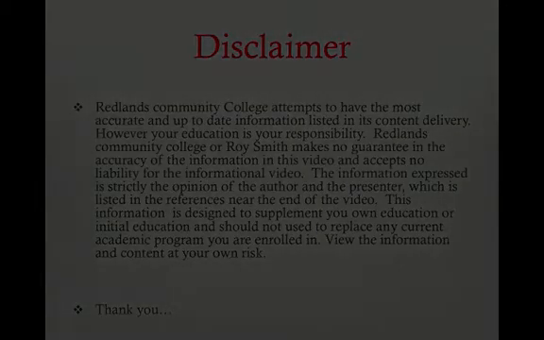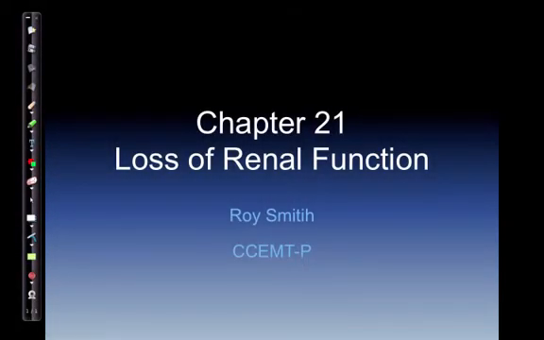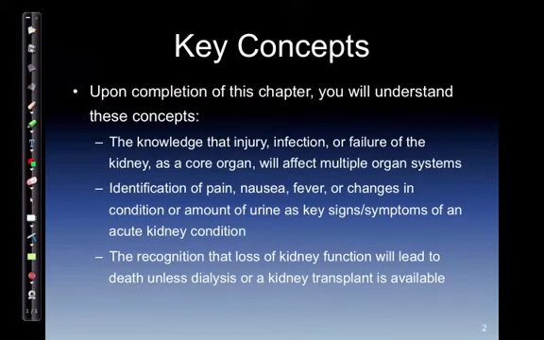This is going to be Chapter 21, Loss of Renal Function. Key concepts. Upon completion of this chapter, you will understand that injury, infection, or failure of the kidney as a core organ will affect multiple organ systems. Identification of pain, nausea, fever, or changes in condition or amount of urine are key signs and symptoms of acute kidney condition. The recognition that the loss of kidney function will lead to death unless dialysis or a kidney transplant is available.